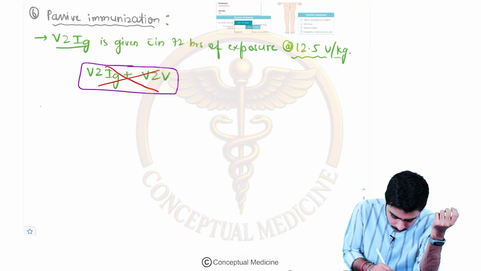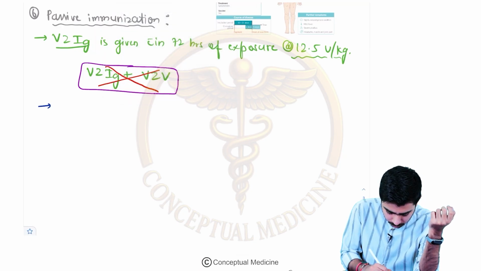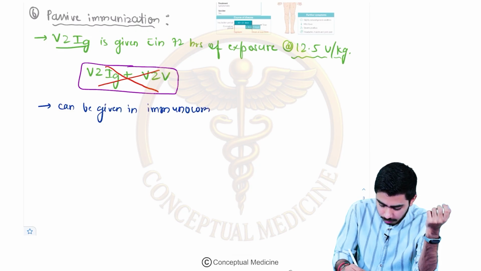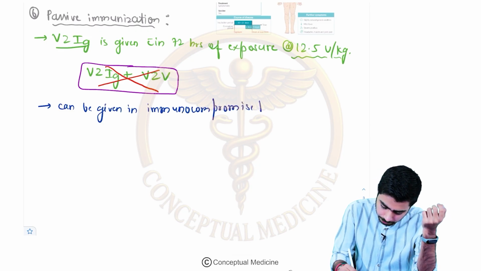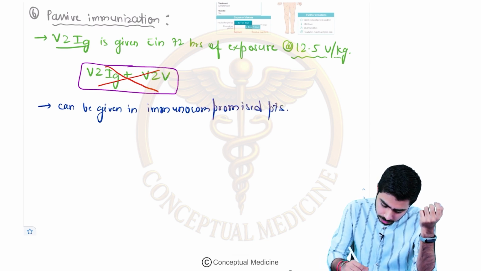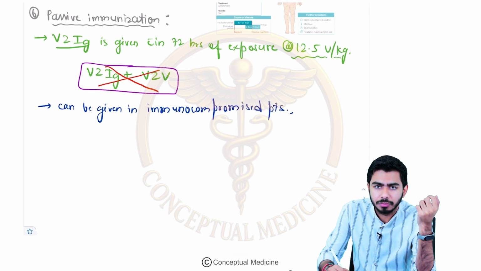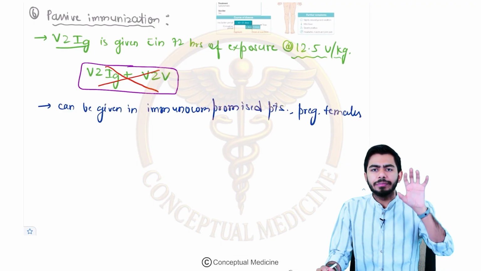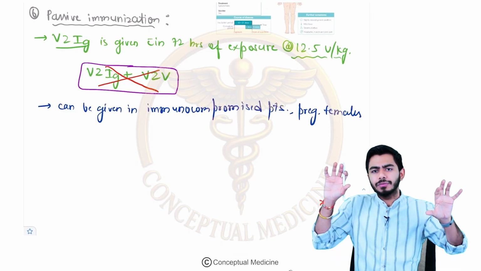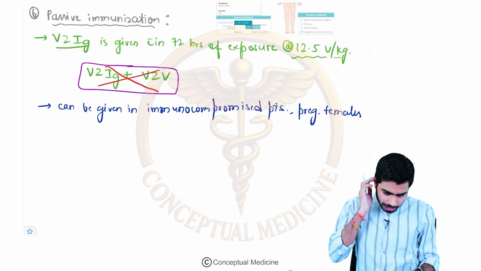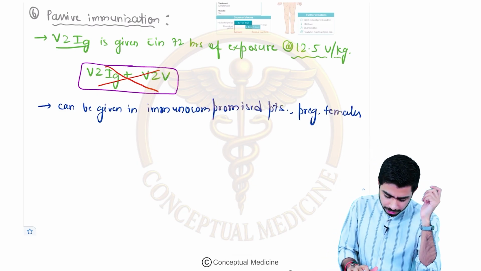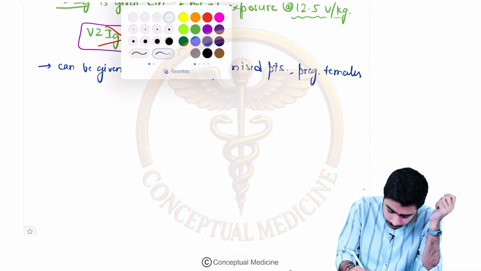So what are the indications here? It can be given in immunocompromised patients, and we might also give it in pregnant females. After that, what are the recommendations for the vaccine? Let's talk about the recommendation as well. So here, guys, what is the age we are targeting basically?